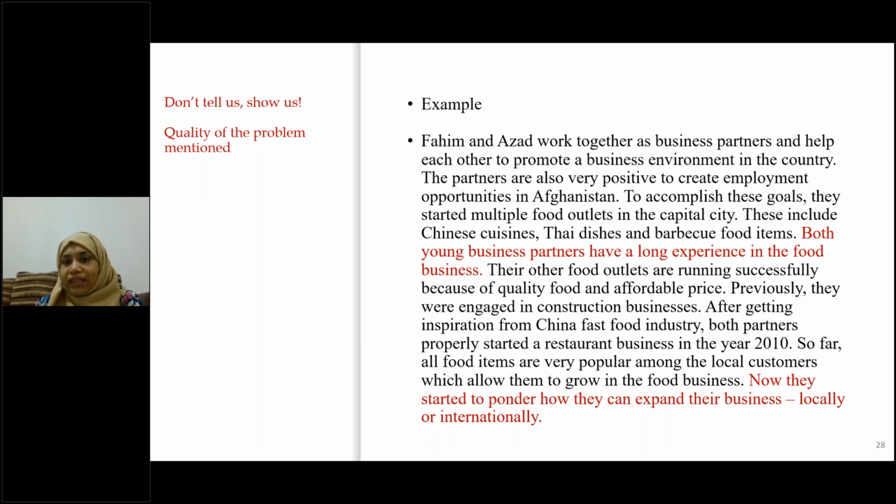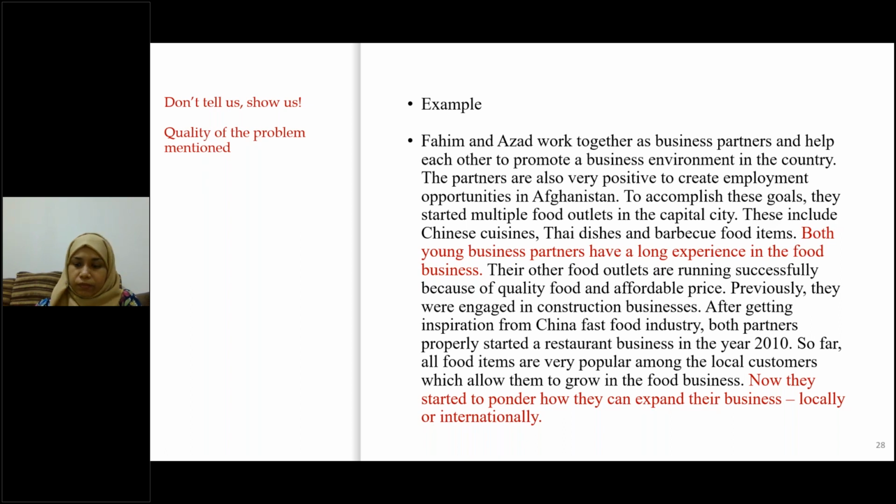If I say show me, that means I need evidence, I need something to trust that it is really long experience, because long experience is a subjective phrase. For some people two years can be long, for some people twenty years can be long. So if you tell me here that both young business partners have, for example, 10 years of experience in the food business, then let the reader judge whether it is too long or too short. This kind of thing happens many times when I read cases, that the writer tends to push his or her opinion on the reader. That shouldn't be the way when writing a case. We should take a neutral stand.